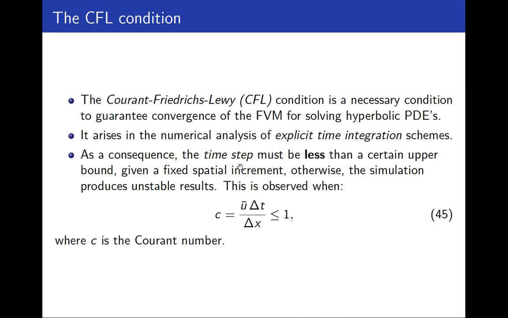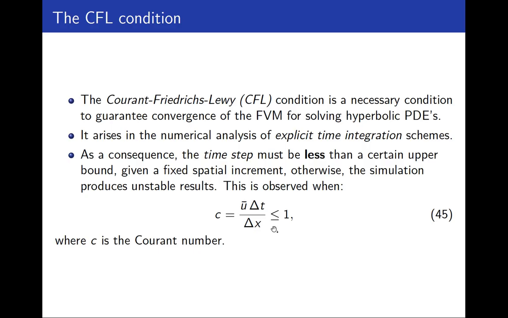And one of the main important results from the CFL condition is that the time step must be less than a certain upper bound given a fixed spatial increment. Otherwise, the simulation produces unstable results. This is observed through the Courant number, small c, defined as the product between the fluid velocity multiplied by delta t divided over delta x. This ratio has to be smaller than or equal to 1.